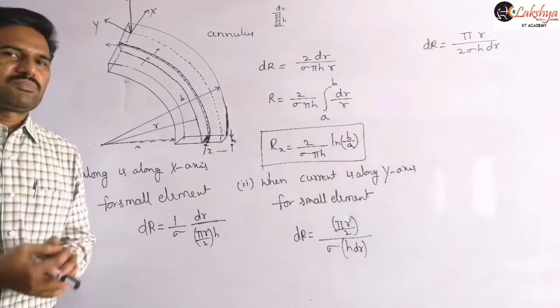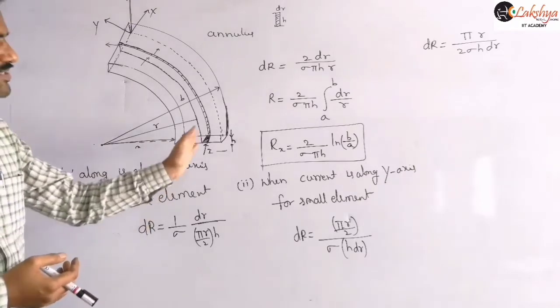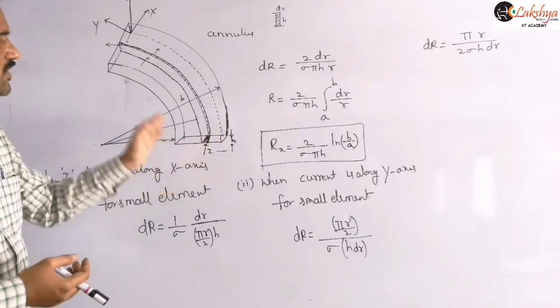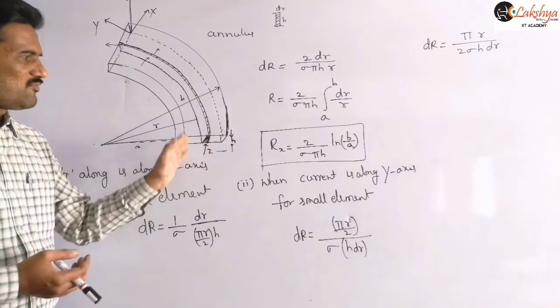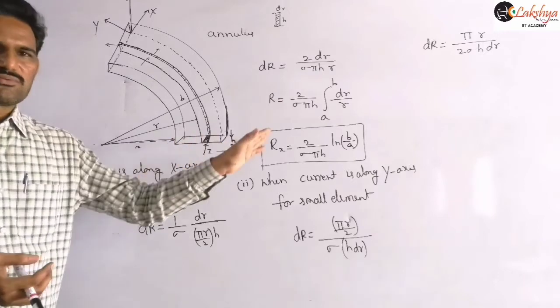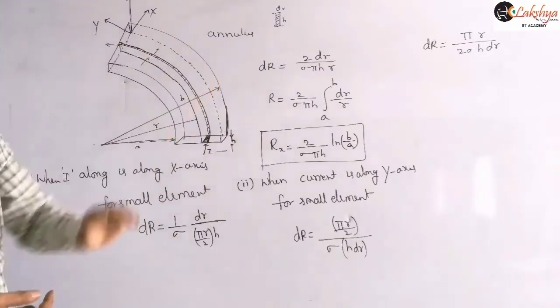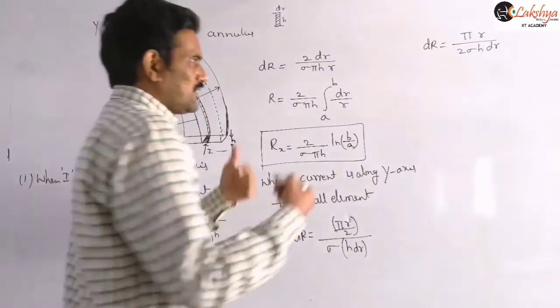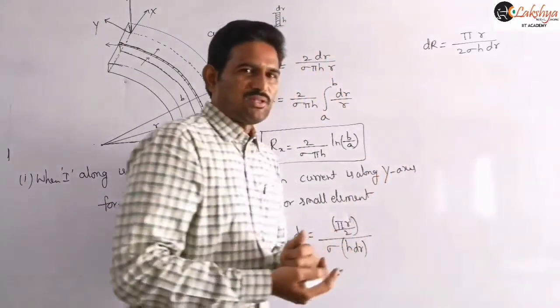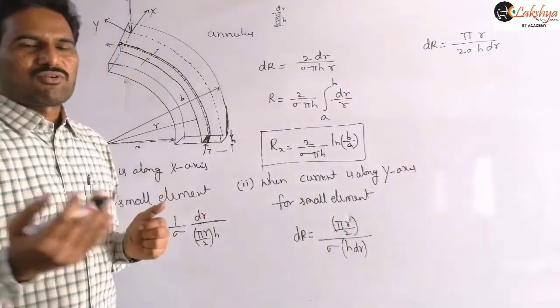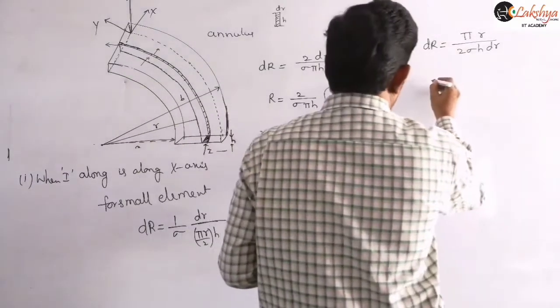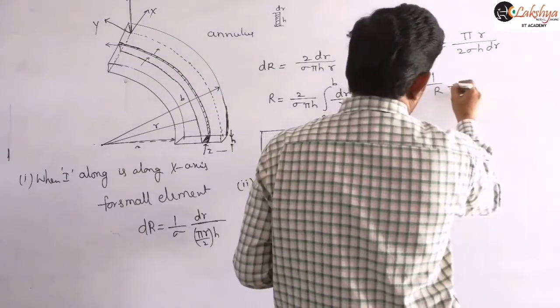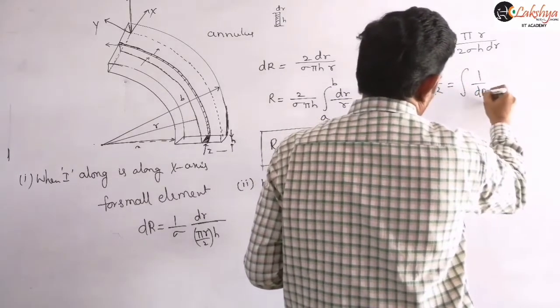What this actually means is, all these elements will be in parallel. When you are applying a potential difference between these two, we are dividing the element like this, and all those elements will be in parallel. So we need to reverse the fraction and then apply this. That means 1/R is equal to 1/R1 plus 1/R2 plus 1/R3 and so on. Like that we need to calculate the resistance. So 1/R is equal to the integral of 1/dR.